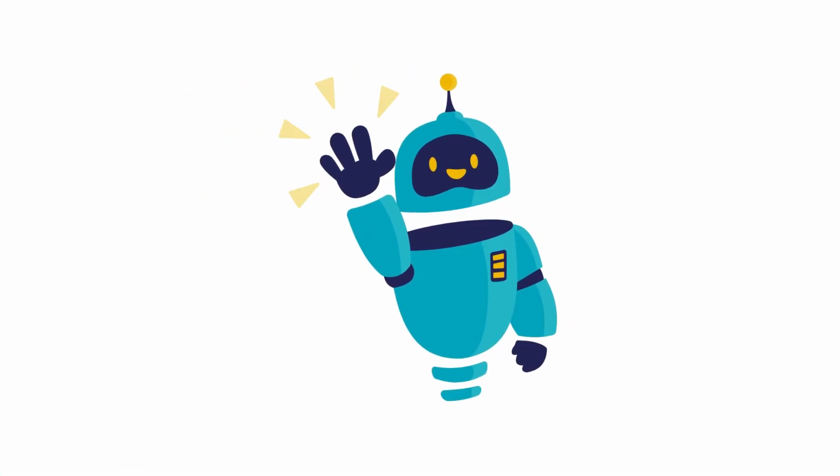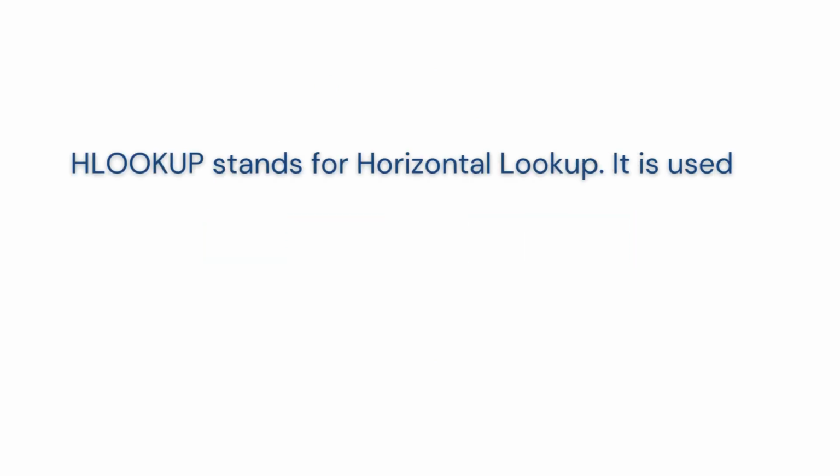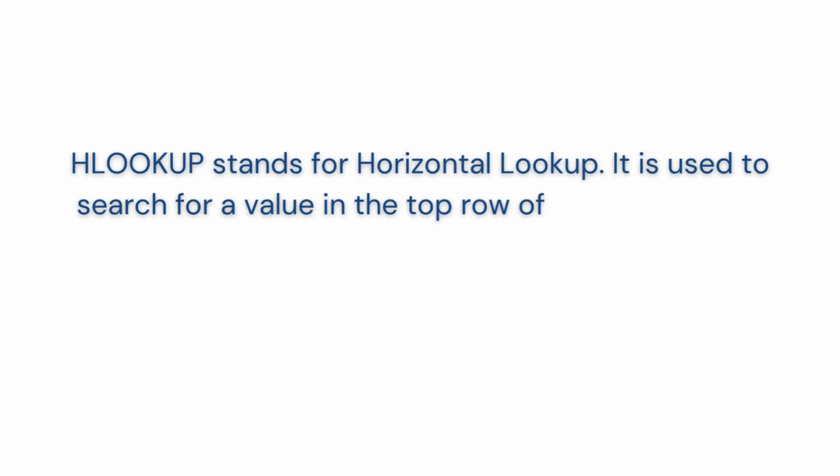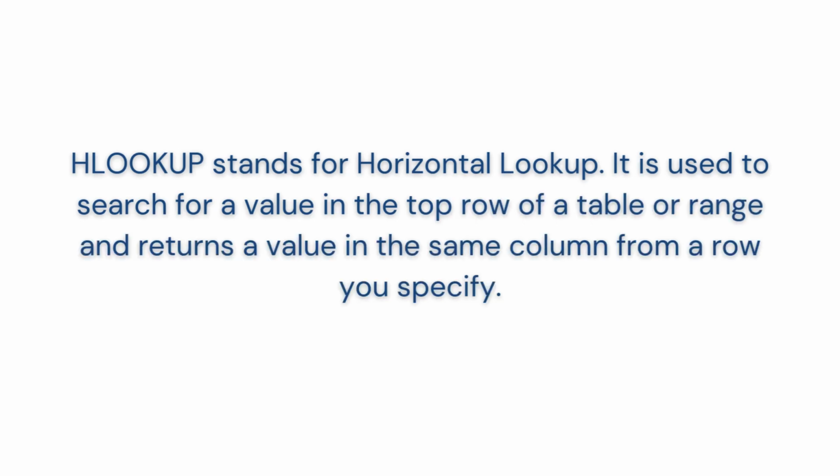In this session we will learn about the HLOOKUP function, so let's get started. HLOOKUP stands for horizontal lookup. It is used to search for a value in the top row of a table or range and returns a value in the same column from a row you specify. HLOOKUP is particularly useful when dealing with data formatted in rows rather than columns.